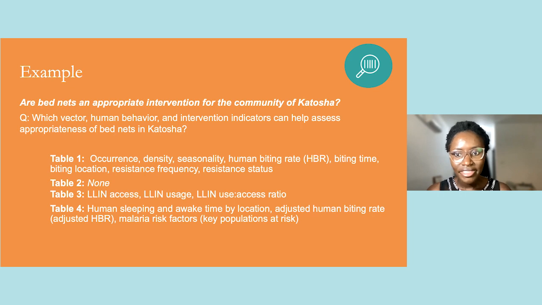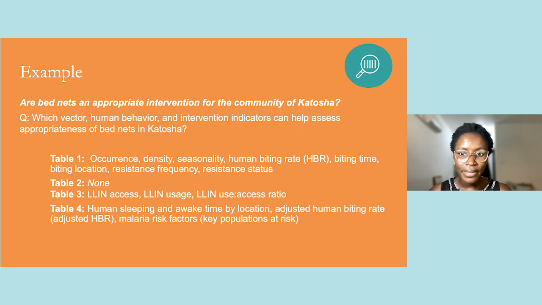And now back to our third brainstorming question, which vector, human behavior, and intervention indicators can help assess the appropriateness of bed nets in Katosha? For essential vector or entomological indicators, refer to tables 1 and 2. Here we identify vector occurrence, vector density, seasonality, human biting rate, biting time, biting location, and resistance frequency and status.